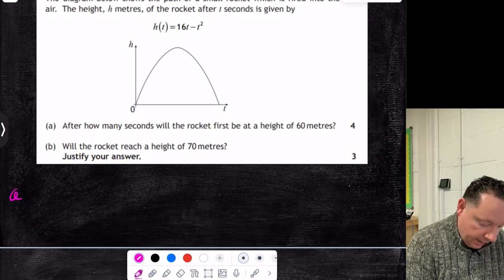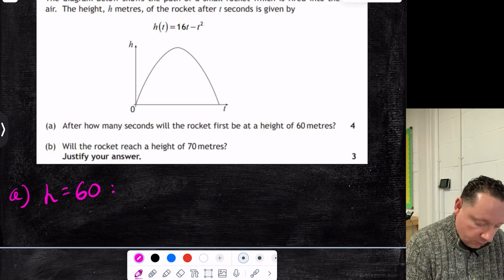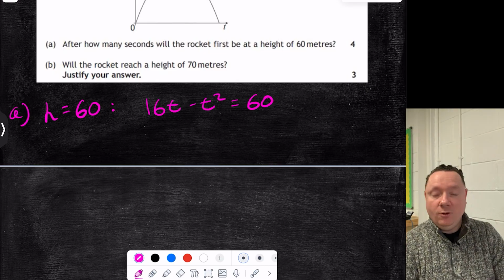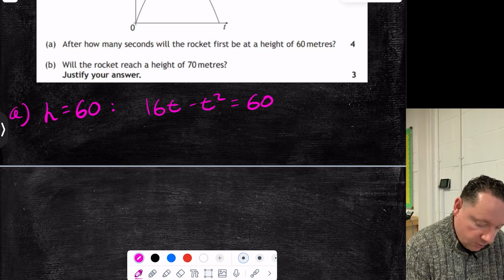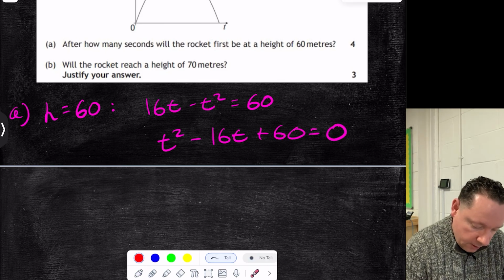So for part A, it's telling us that h equals 60. So I'll just sub that in. I've got 16t minus t squared equals 60. So moving everything over so that it equals 0, I'll move it to the right so I get a positive t squared. So that gives me t squared minus 16t plus 60 equals 0. So all I've done is I've moved the minus t squared over to make positive t squared, and I've moved the 16t over to make minus 16t.